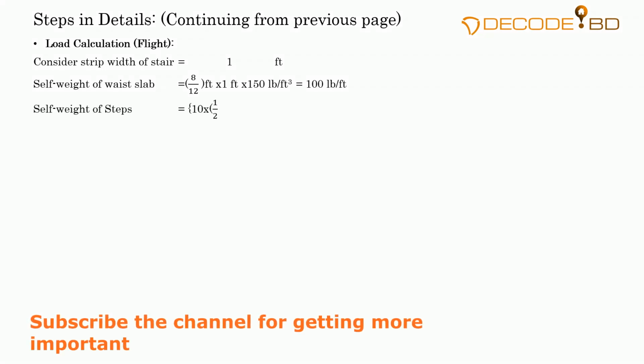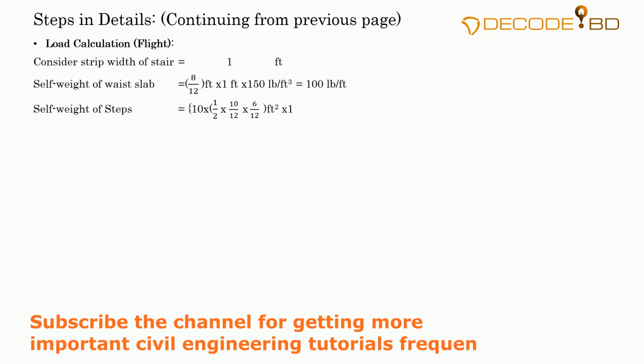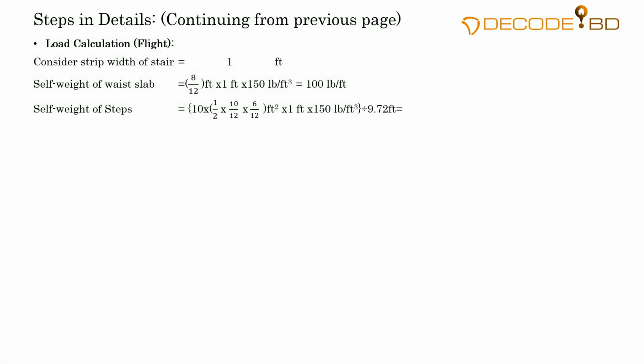Self weight of steps: 10 number of steps. As it is a triangle, half into base into altitude, base equal to 10 inch, so 10 by 12 feet, and altitude rise 6 by 12 feet, and strip width 1 foot, into 150 pounds per cubic feet, divided by inclined length 9.7 feet, equal to 32.16 pounds per foot.